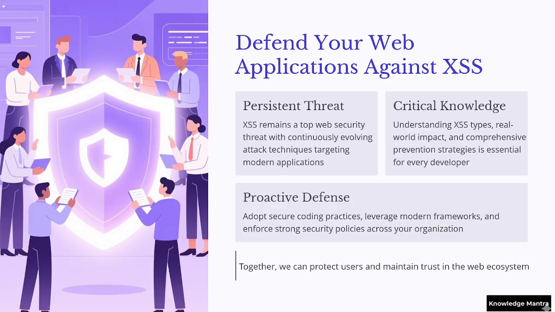Now, proactive defense. Validate and sanitize all input, use contextual output encoding, and implement content security policy, or CSP, to block unauthorized scripts. Leverage frameworks that auto-encode, React, Angular, or Razor, and test regularly with OWASP, ZAP, or Burp Suite. Think like an attacker before one shows up. Together, we can protect users and maintain trust in the web ecosystem. XSS may evolve, but so can you.